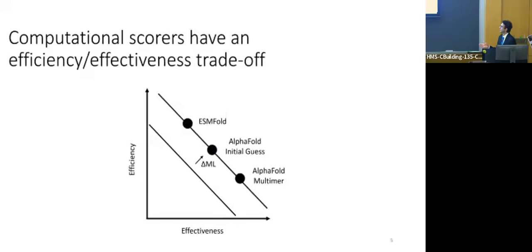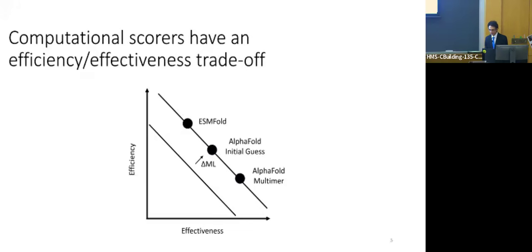One I'm going to be talking a lot about later in this talk is AlphaFold Initial Guess, which was developed by David Baker's lab. It was developed specifically for this purpose of scoring possible designs. It works without multiple sequence alignment for the binder, so it's a bit faster than the base version of AlphaFold, and again works specifically for this binder scoring task. And then you have other methods like ESM-fold and Omega-fold, which are even faster, but not quite as effective.